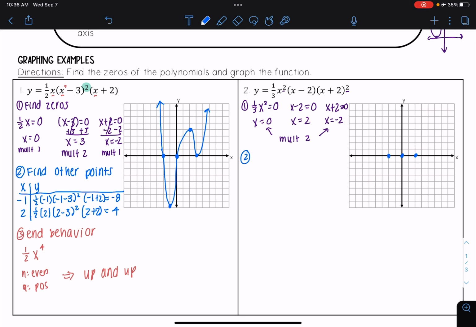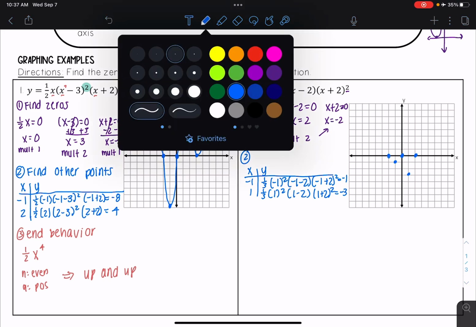So I have -2, 0, and 2. Next, I need to find some other points. So here I'm going to use the points -1 and 1, so those are between my zeros. So plugging in -1, I have 1/3 times -1 squared times -1 minus 2 times -1 plus 2 squared. And when I plug that in, I get -1. So I have the point -1, -1. And then when I plug in 1, I get -3. So I have some other points.